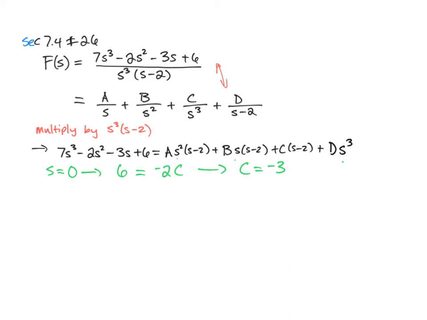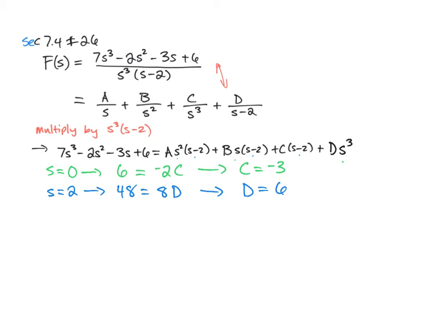The other really obvious choice is going to be s equals 2, because now that'll kill off those terms right there. If I plug in s equals 2, on the left-hand side I get 48. And on the right-hand side, it kills off the a term, the b term, and the c term, and I'm left with 8d. And so that tells me that d equals 6.